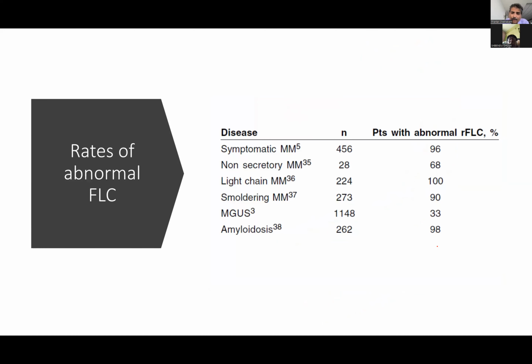So if you look at the real world, in symptomatic myeloma, 96% of the patients have an abnormal FLC. If it's a light chain myeloma, 100%. But in MGUS, if you do FLC alone, only 33% show abnormal. So that's why we say, as a screening tool, you at least have to add either electrophoresis or immunofixation.